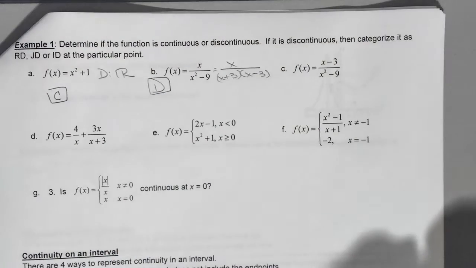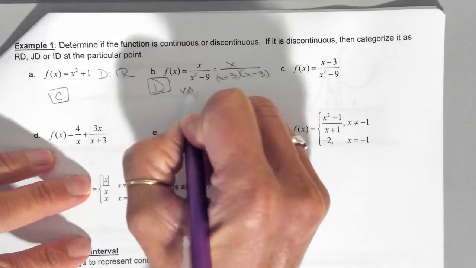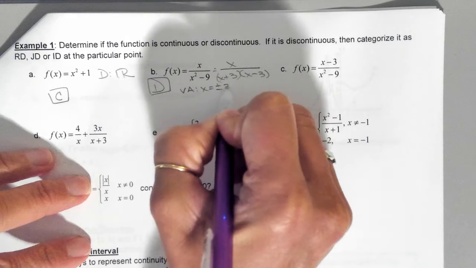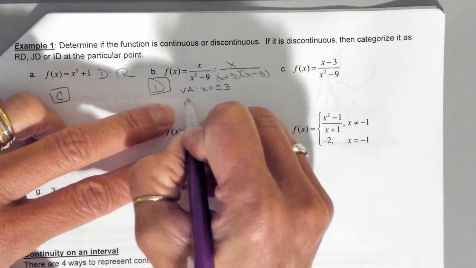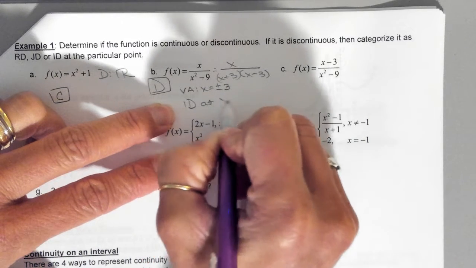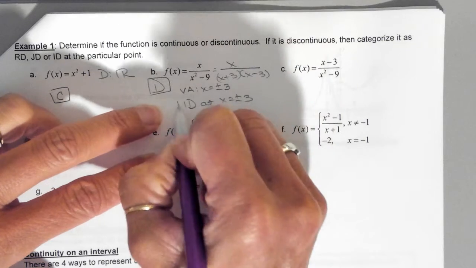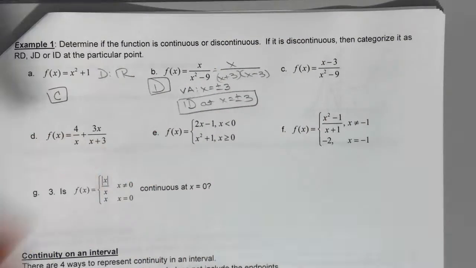All right, and my discontinuities occur where? Where x is equal to plus or minus 3. So we have infinite discontinuities at x equals plus or minus 3. Right, because they're both vertical asymptotes.